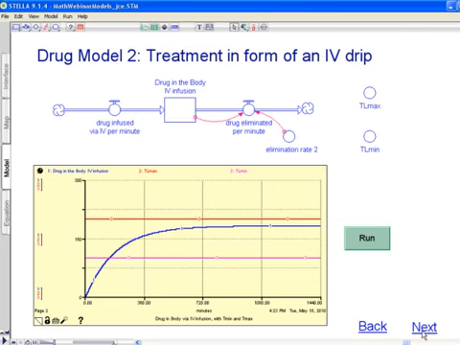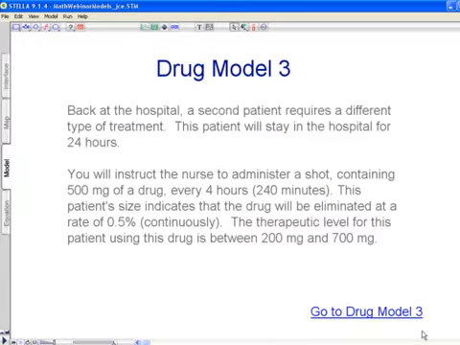Okay, let's go to the next model. The problem here says, again, we're back at the hospital, and instead of connecting an IV to this person, we are not going to have a constant inflow. We are going to have this person be given a shot every 4 hours.